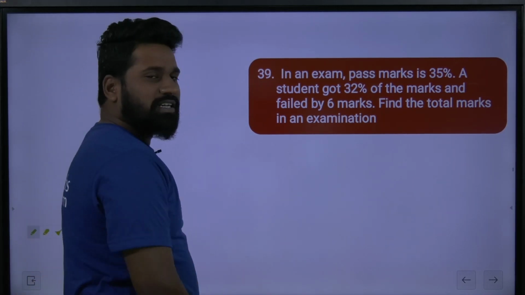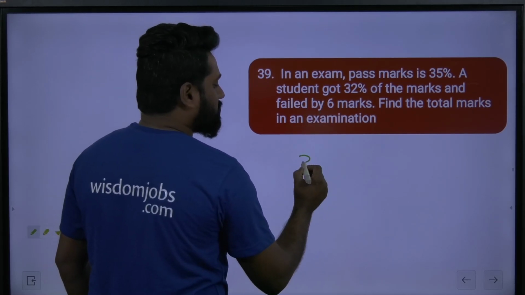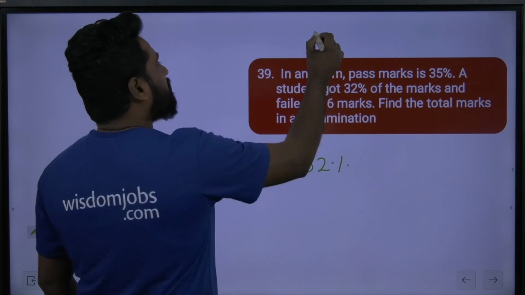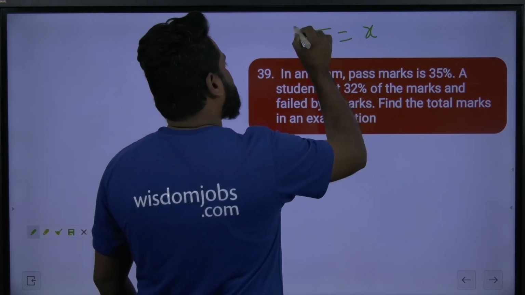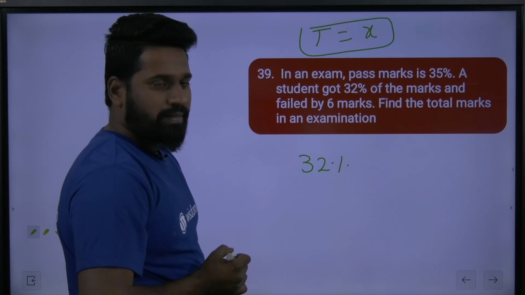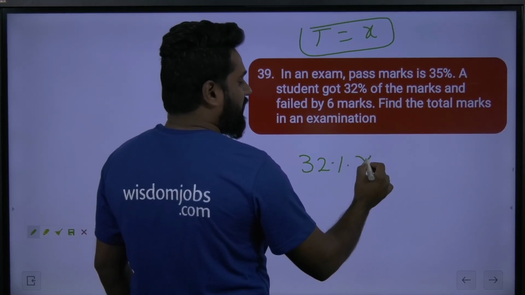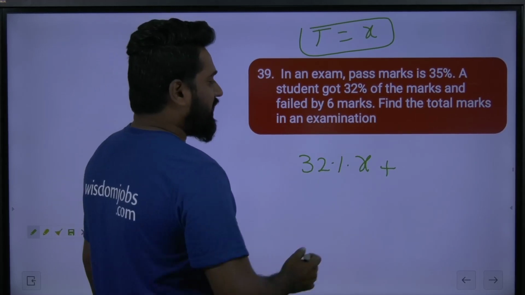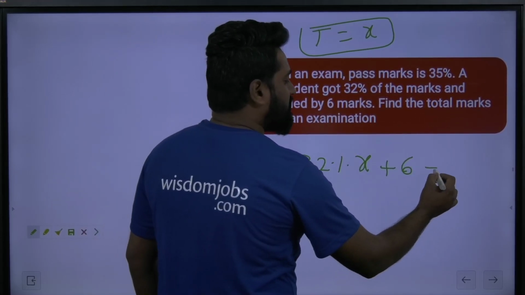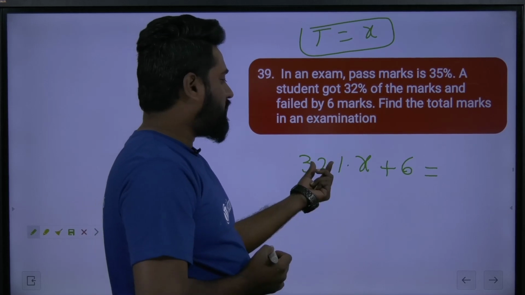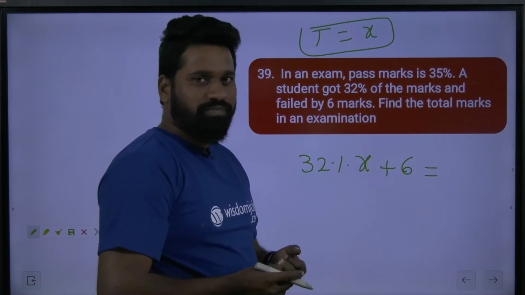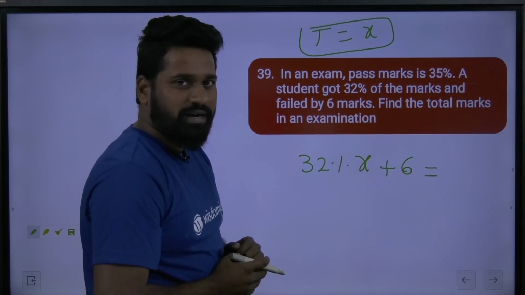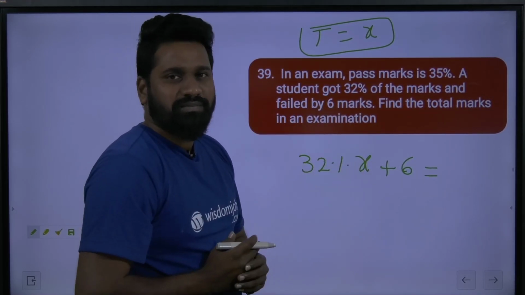So this equation indicates here, first the student got 32% of the total marks. For example, total marks of the examination is X in a simple way. So 32% of X plus he failed by 6 marks is given. Now I am adding the 6 marks, which is equal to 32% of X plus 6. If you add the 6 marks to the student's marks, then he will become pass.